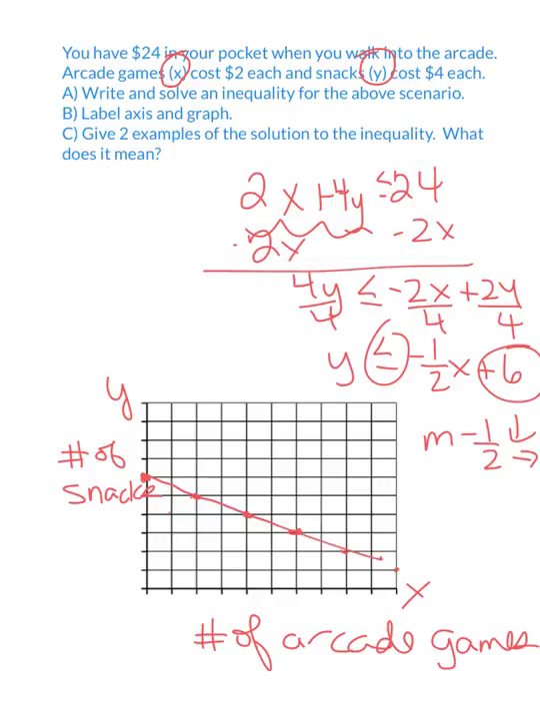Now, I'm not going to put arrows on the end here because if I were, it would say that I could have a negative number of arcade games or a negative number of snacks, which I can't. It either has to be 0 or a positive number.